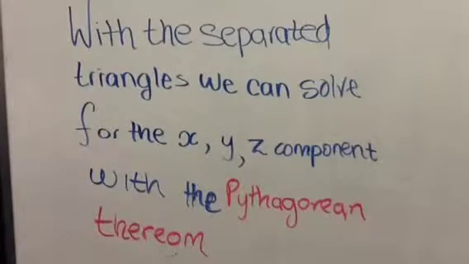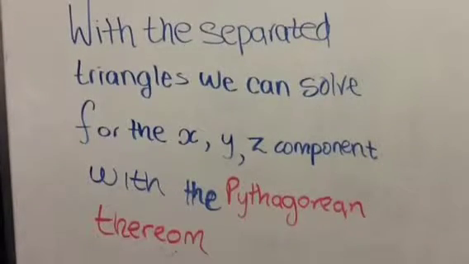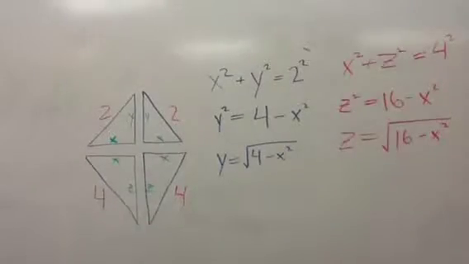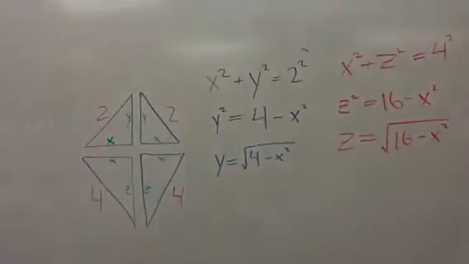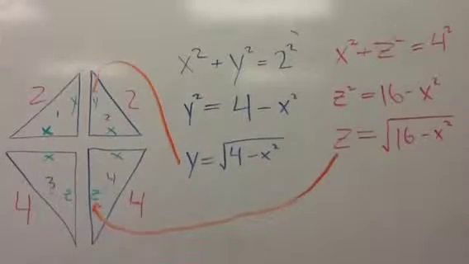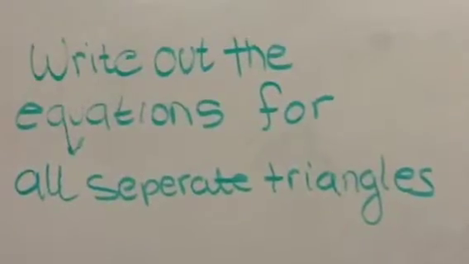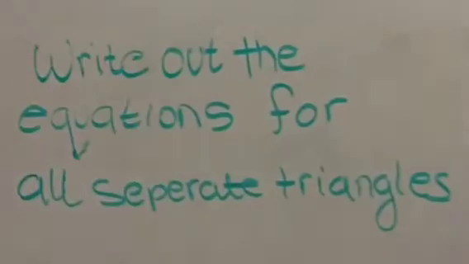The separated triangles, we can solve for the x, y, and z component using the Pythagorean theorem. We now have an equation for the y and z component. Now we write out the equations for all the separate triangles.